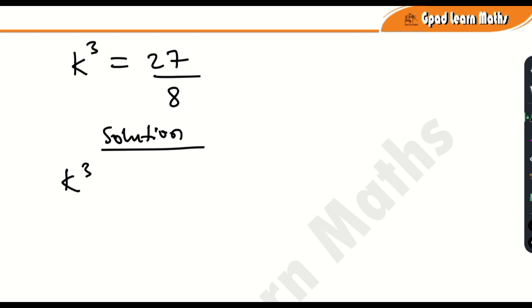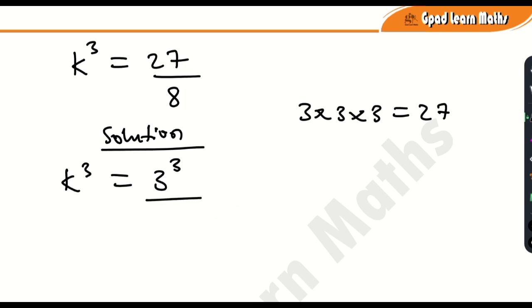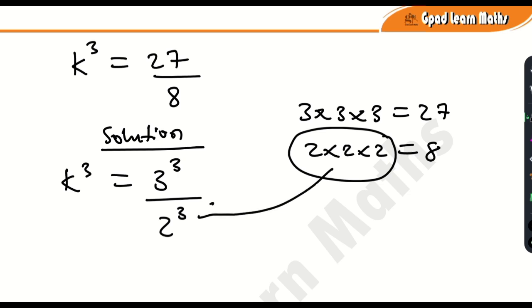k raised to power 3 is equal to 27, which will be written as 3 raised to power 3 because 3 times 3 times 3 is what? 27. And I just wrote this in index form, hence I have this. Okay, so what about 8? 8 can be written as what? 2 raised to power 3 because 2 times 2 times 2 is what? 8. And I've written it again in index form, hence I have this.